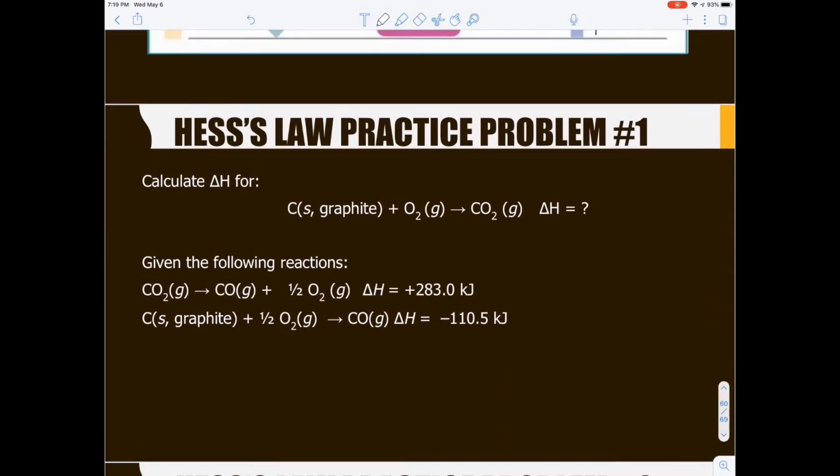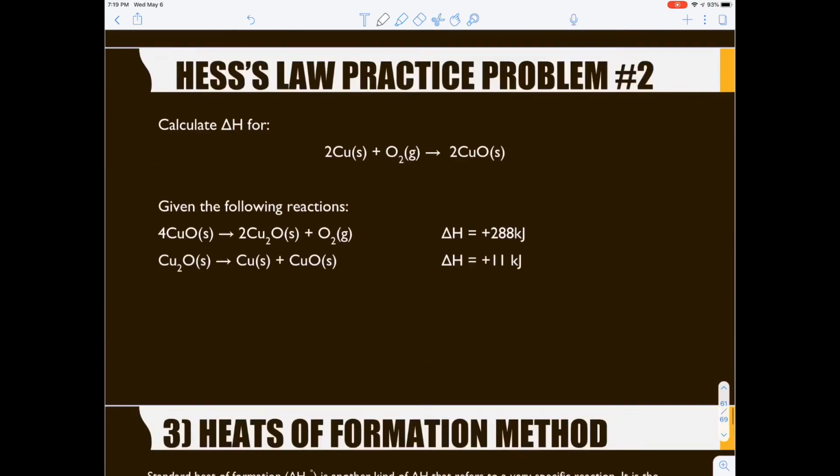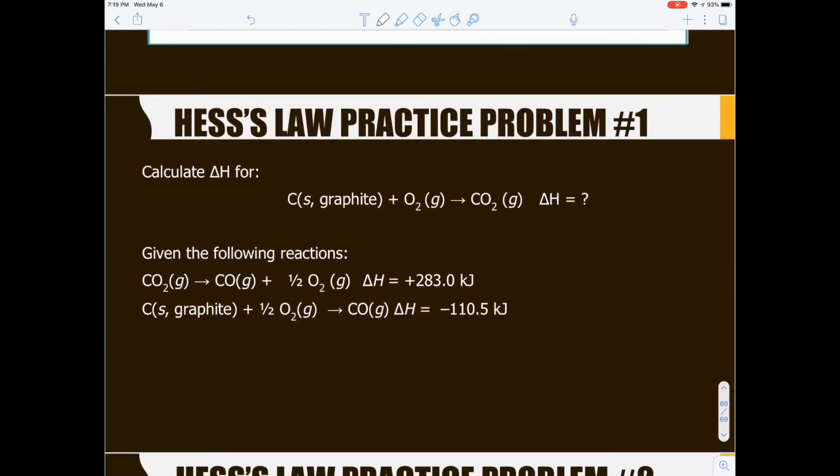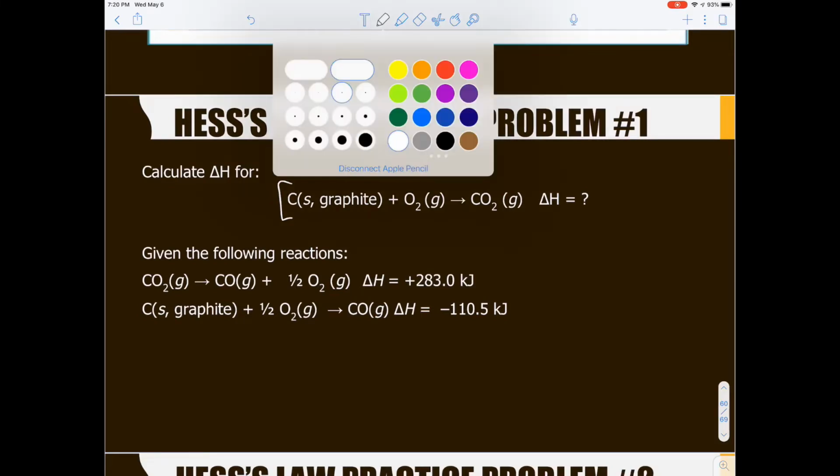Okay, another practice problem. More graphite and O2 and CO2, but sort of a different setup, okay? If you want to pause these and try them on your own, I really highly recommend that. Otherwise, I'll just kind of keep going. So, Maggie, do you see any reactant or product in our target reaction that only shows up one time in the given reactions? Maggie says graphite, and Maggie is correct.